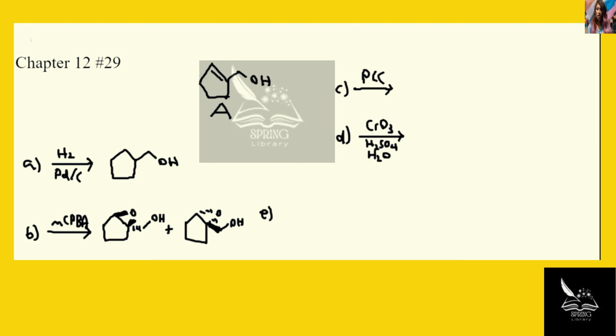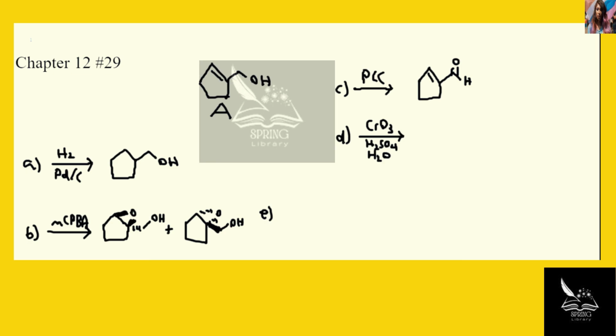So C is going to be a PCC oxidation, pyridinium chlorochromate. So remember, the utility of PCC here is that it prevents the chromium from oxidizing the alcohol all the way up to a carboxylic acid. So it's going to stop at the aldehyde stage. So we'll get an aldehyde as our product for C.